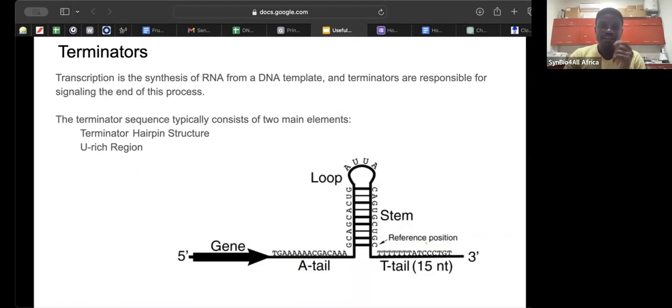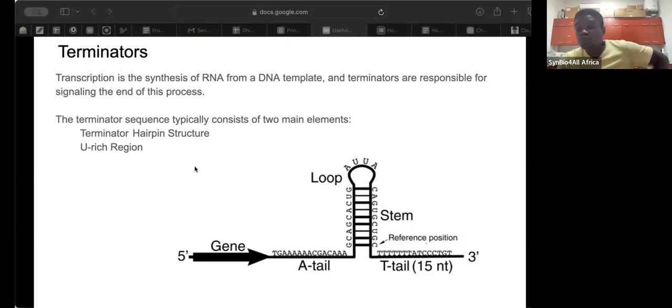And it does it in two ways. The terminator is able to communicate with the system to stop the RNA polymerase, to stop the transcription and the translation, because of two things. One, the helping structure. This thing here is what we call the helping structure. And then the U-rich region, which is what we have here.